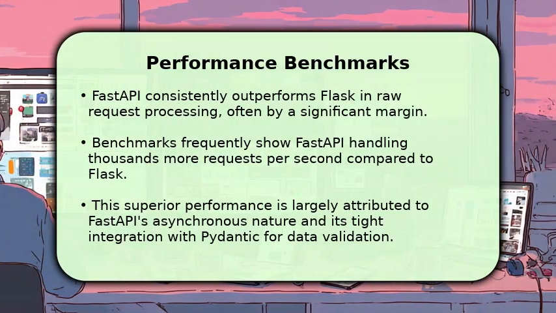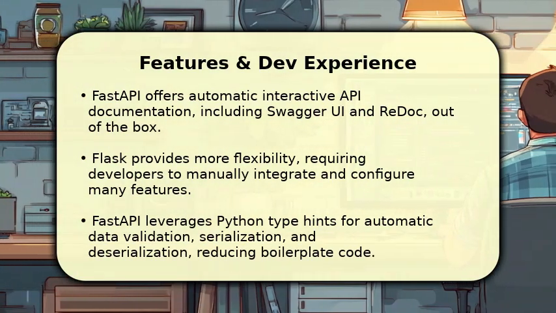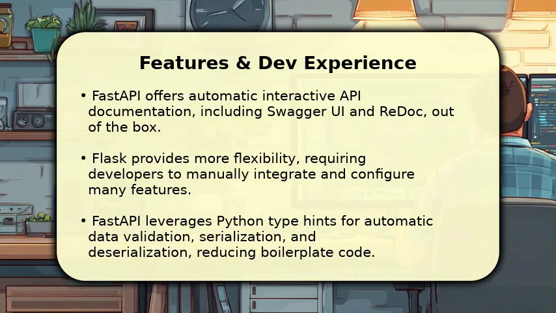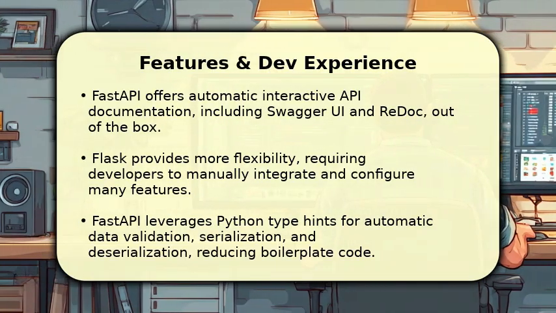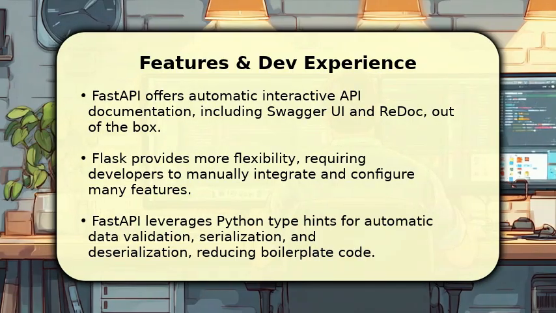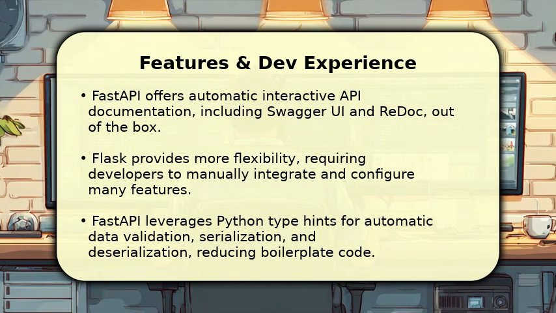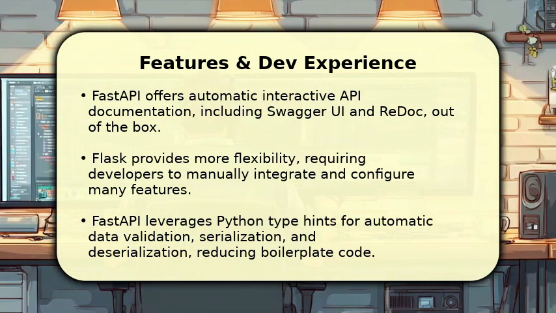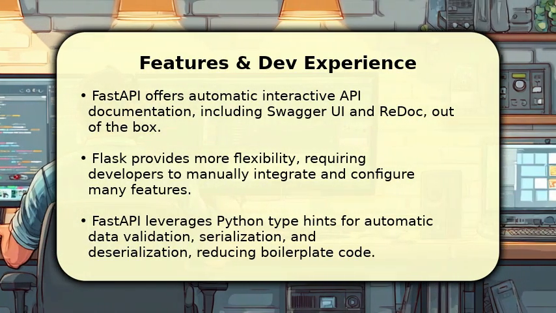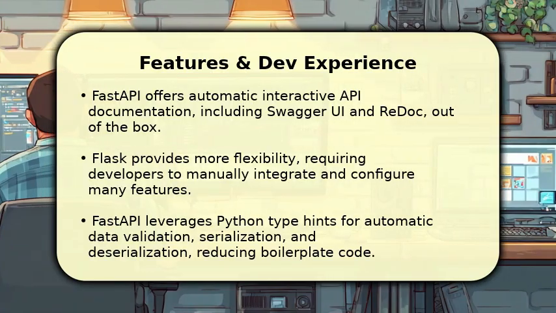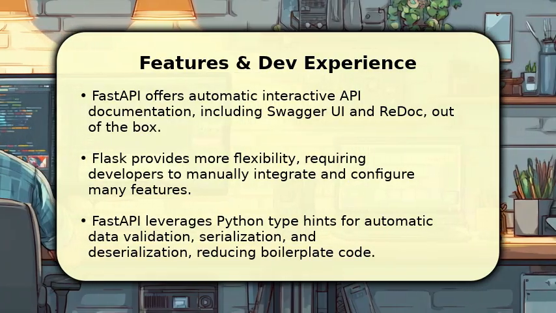for high-performance APIs. Beyond raw speed, the development experience and built-in features differ considerably. FastAPI shines with its automatic API documentation, which is a huge time saver, and its robust data validation powered by Pydantic. This means less manual coding for common tasks. Flask, on the other hand, offers a more do-it-yourself approach, giving developers maximum control, but often requiring more setup for features like documentation or complex data handling. Both approaches have their merits depending on your project's specific needs.